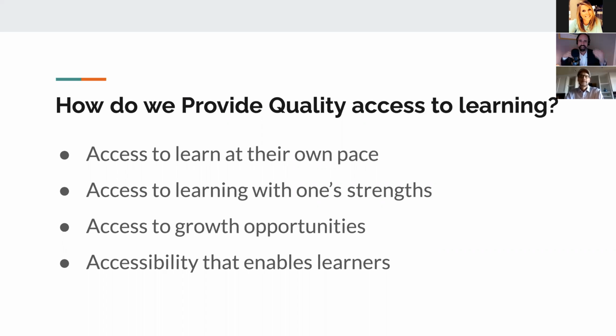So how can they access that, learn the core idea behind the learning that we want, when they're ready to do so and how they're ready to do so is a thing that we can think about. And then Mark, I think you have a couple of thoughts on access as well. Yeah, so the idea of access to growth opportunities.